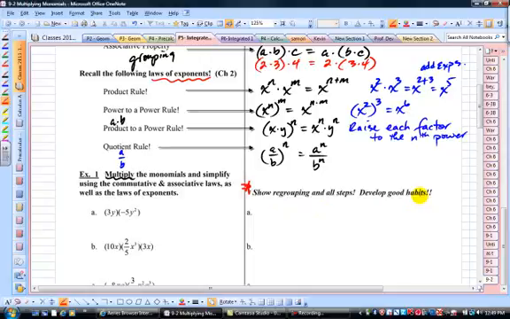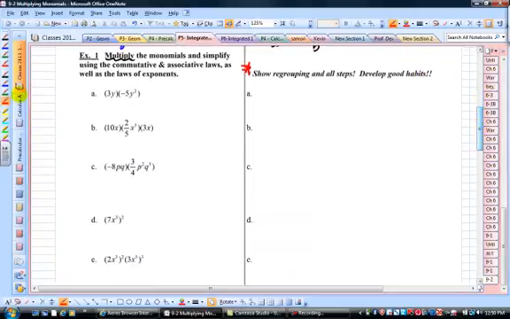All right, we want to develop good habits, so I'm going to step it out all the way through. And then later on when we practice, we're going to be stepping it all the way through and show the regrouping, show how we simplify, show all that so we develop good habits and we become better this year. Okay, so here we go.